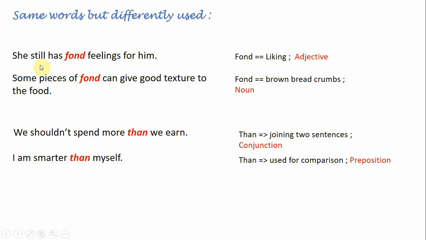Here: she still has fond feelings for him. She still has good feelings for him, fond feelings. Fond here means liking. It attributes the feeling, which is a noun, so here fond is like an adjective. Now look at it: some pieces of fond can give good texture to the food. Here fond means brown bread crumbs, some pieces of brown bread, a noun, part of a material. So here fond is a noun. You can determine the part of speech to some extent with a trick, but when things get complicated, the only thing that can help you is knowing the meaning of the word. And in all this I will help you.